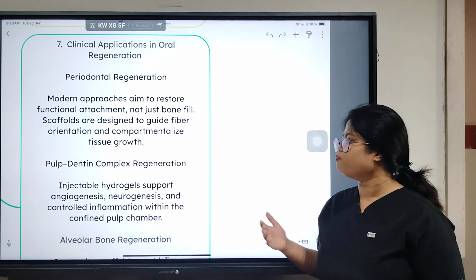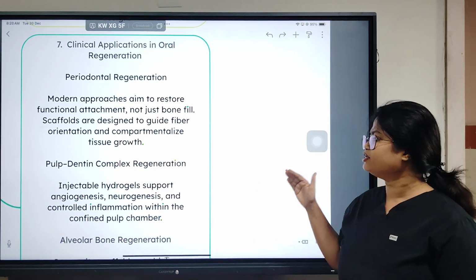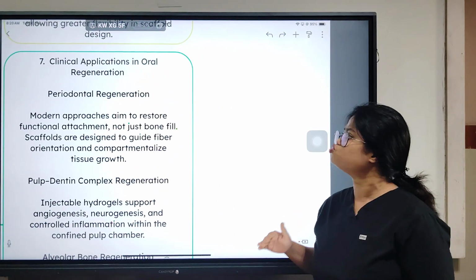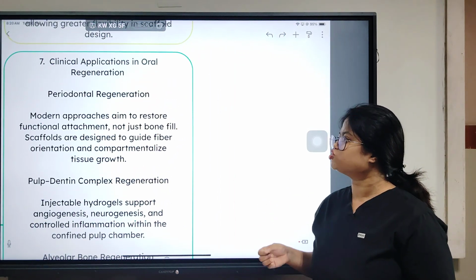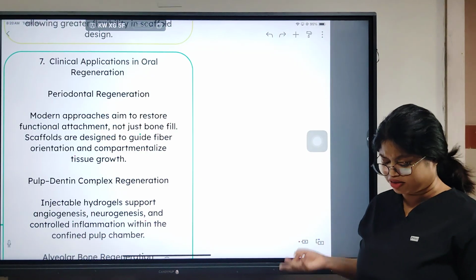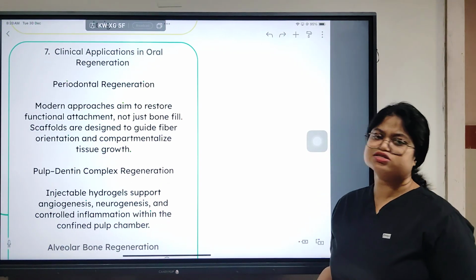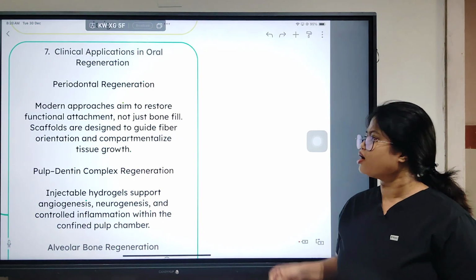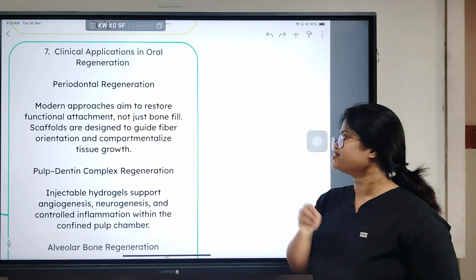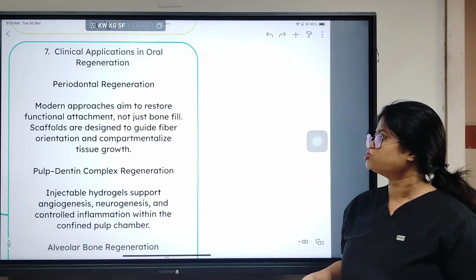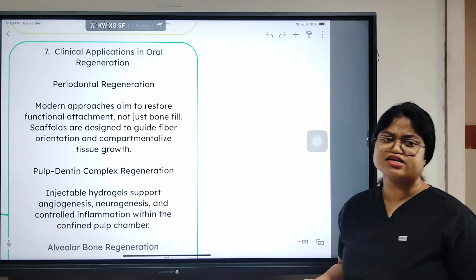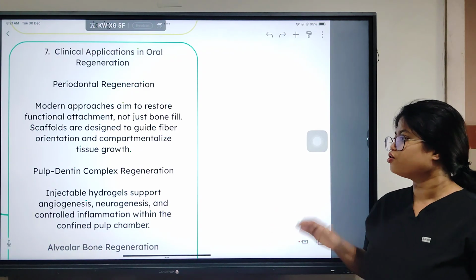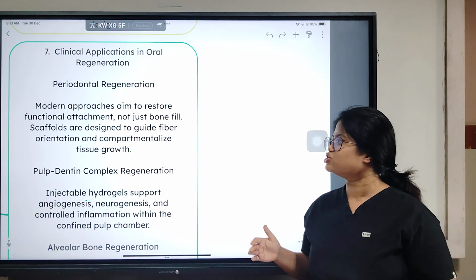Next comes the clinical applications in oral tissue regeneration. We will be talking about periodontal regeneration, pulp dentin complex regeneration, and alveolar bone regeneration. These are the various tissue types we can come across, incorporating both hard tissue and soft tissue. So modern approaches aim not only to restore the functional attachment of the periodontium and not just fill the bone, as in traditional practices. Scaffolds are designed to guide fiber orientation and compartmentalize tissue growth. So scaffolds should be designed in such a way.